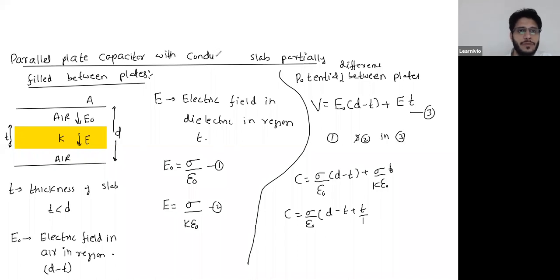So, Johanna, what is the net field inside a conductor? This zero. Yes, it's a conductor. So, in a conductor, net field is zero. Inside the conductor, the net electric field is zero. So this E here is zero.